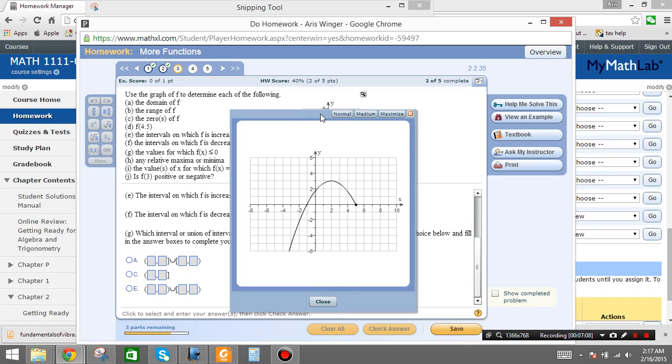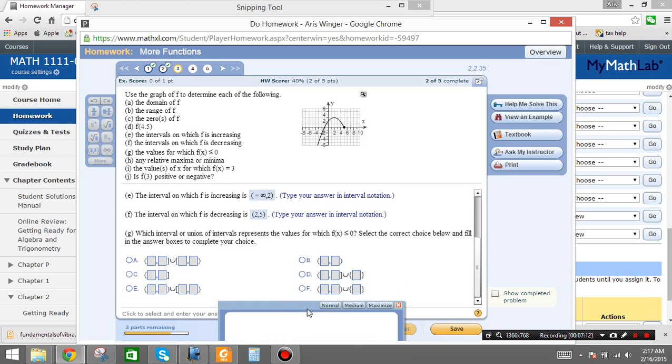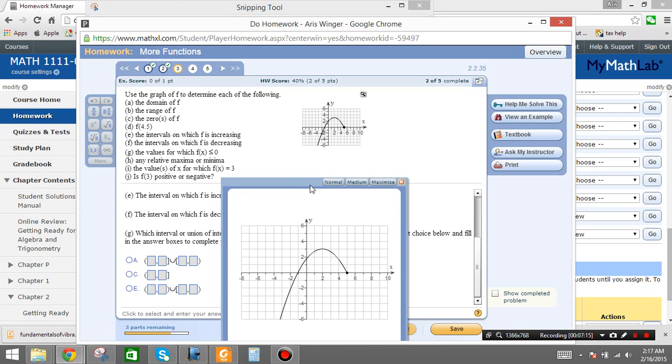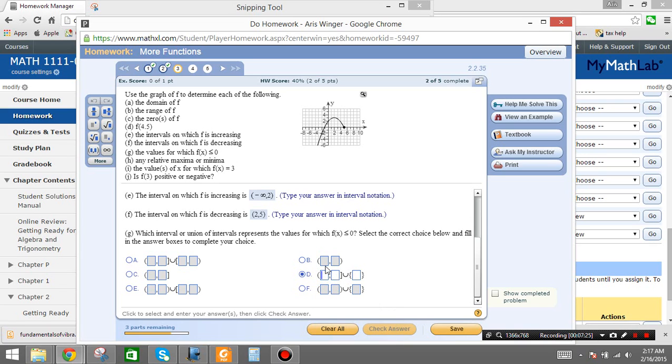So this is kind of tricky. It's minus infinity to negative 1, including the negative 1, so it looks like this. Negative infinity to negative 1, and then that very funky 5.